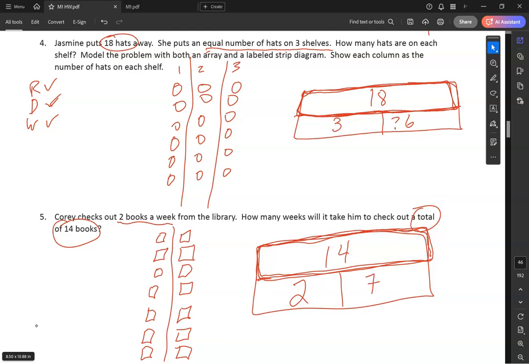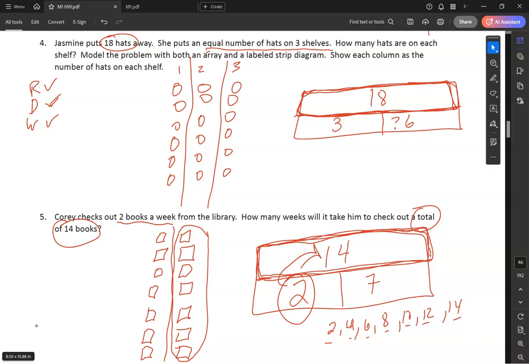How do we know it's 7? Well, if you count each column, each one has 7, and there's 2 of them. Okay. Another way you can do it is like I mentioned before, you can always count by 2s until you get to 14. So if we did that, it would be 2, 4, 6, 8, 10, 12, 14. So that's 1, 2, 3, 4, 5, 6, 7. You still get 7.